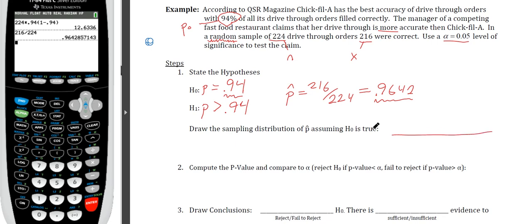If we draw our picture, this is going to be another right-tailed test. We have 0.94 up here, and we have 0.9642. What we're going to find is this p-value. We're going to see how likely that is.